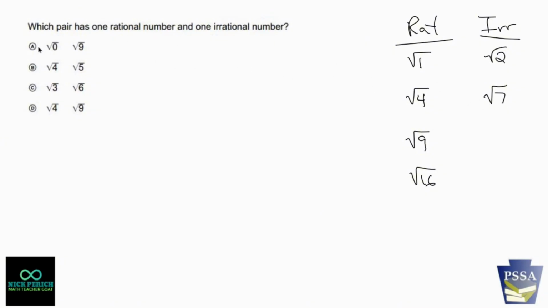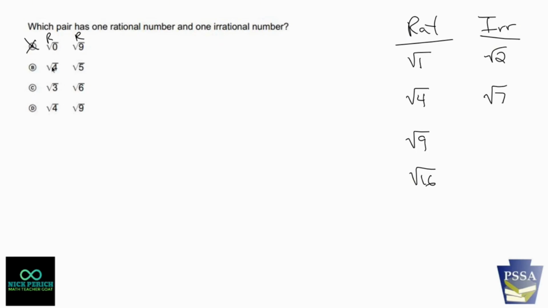Now, I need to look at these and figure out, all right, what number times itself gives me 0? Well, 0 times itself gives me 0. That's rational because it's a nice number. 3 times itself gives me 9, so that's rational. I want a rational and an irrational. A is not my option.